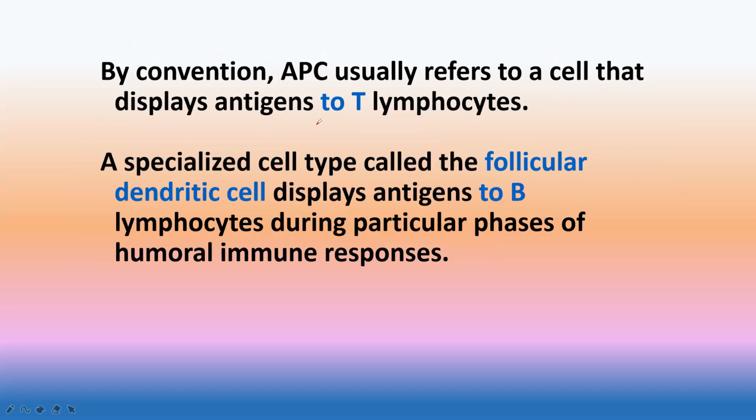So what are the main cells, the professional cells here who present antigen to T cells? Dendritic cells. Then there are specialized cells, follicular dendritic cells, which present antigen to B lymphocytes. You can see these are mostly the antigen presenting cells.